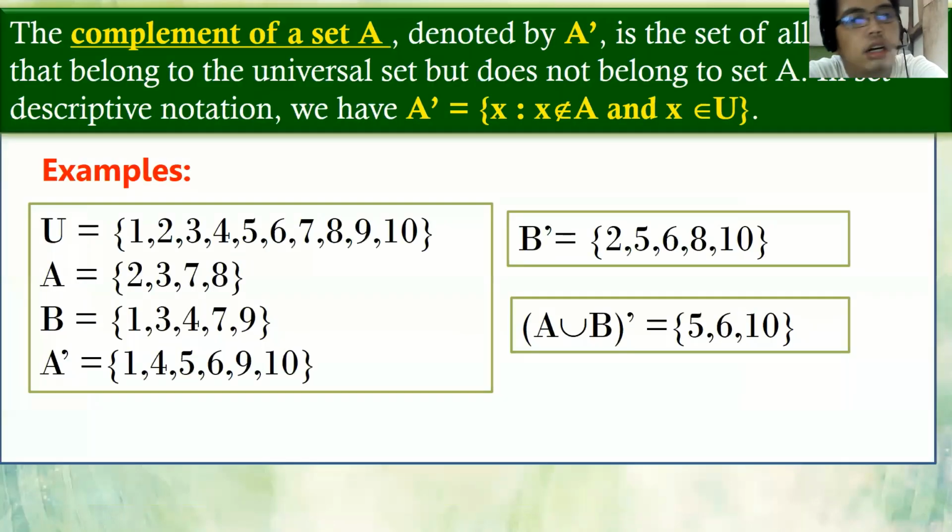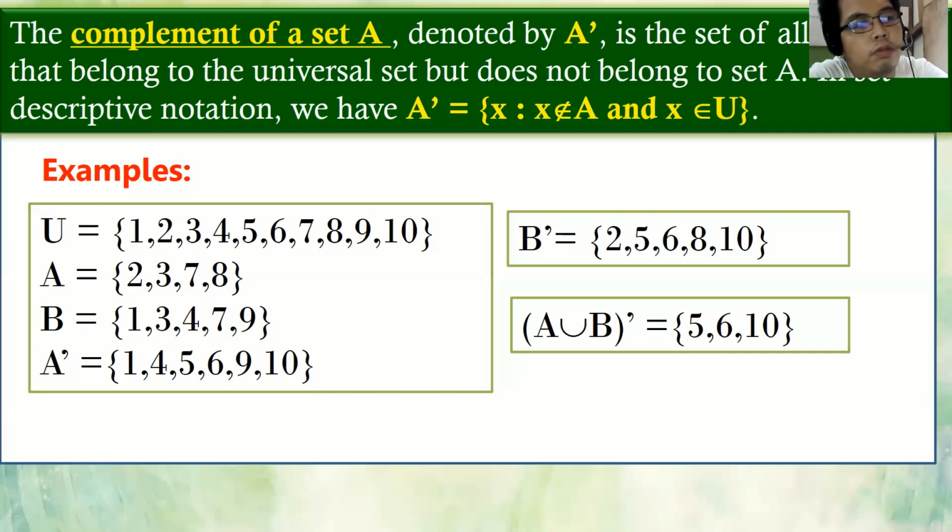There is also what we call the set difference. If we have A minus B, those are the elements found in A but not in B. For this example, with 2, 3, 7, 8 and 1, 3, 4, 7, 9, if we take A minus B, the answer would be 2 and 8 because 2 and 8 are not found in B. If you have B minus A, that is the set whose elements are in B but not in A.